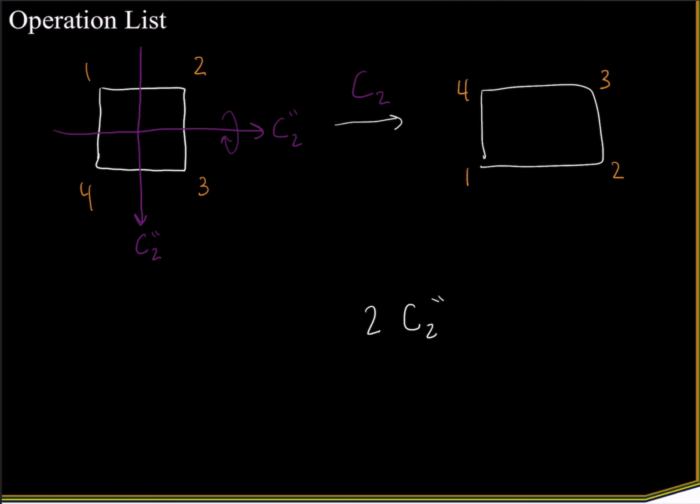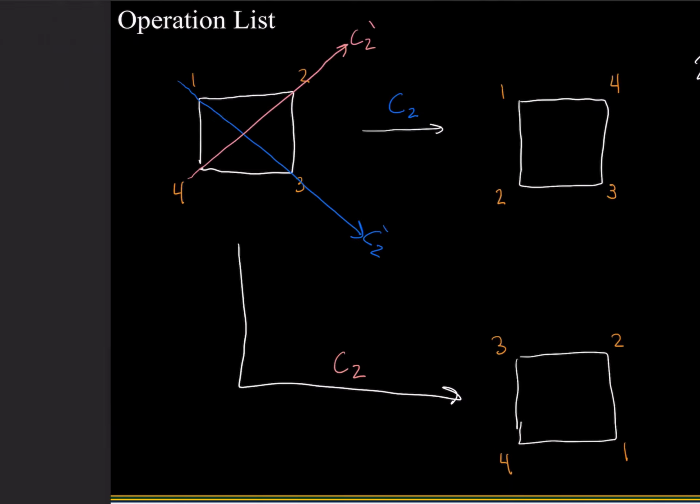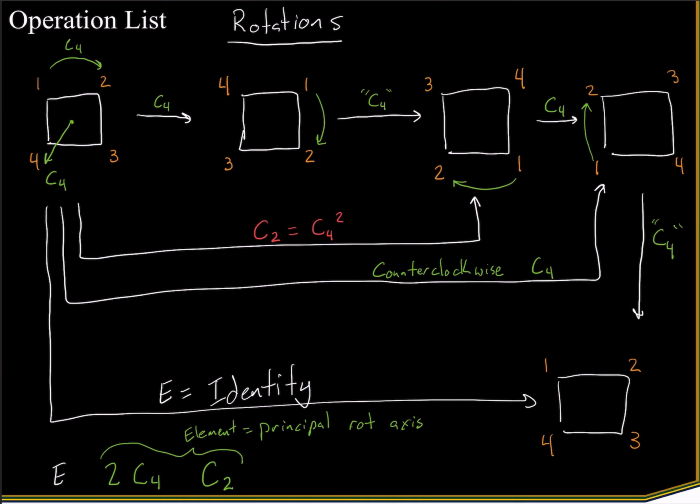So let's add these to our growing list of these operations, right? So we had our C4 and our C2. We had two C2 primes, and we had two C2 double primes that we can label for this given structure. And so these are all of our proper rotations, right?